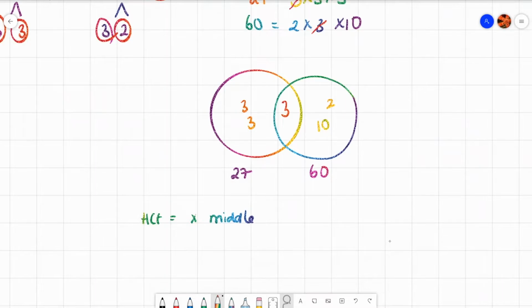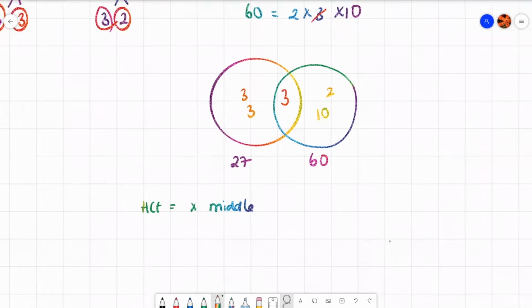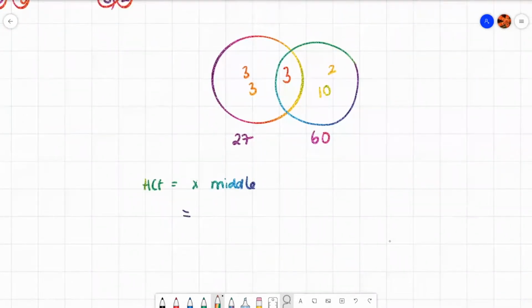In this situation, some students get quite confused and think, I don't actually know what to do because there's no other number to times by. And often people end up writing the number 0, which is incorrect. Just because you don't have another number to multiply it with doesn't mean you can't do anything with it. It just means that the middle number or the highest common factor is 3. So that means the highest number that goes into 27 and 60 is just 3 on its own.